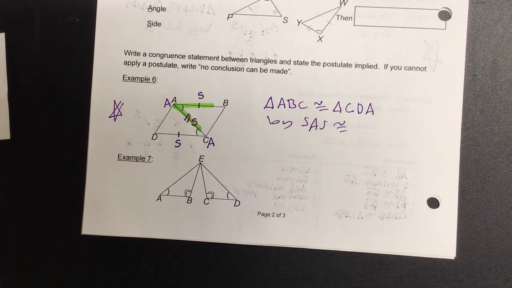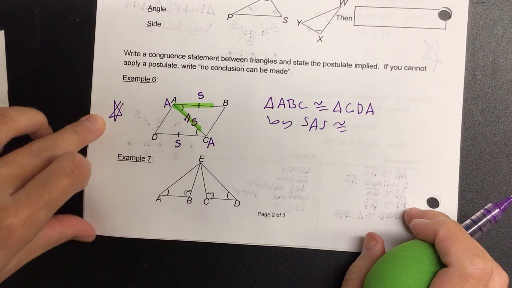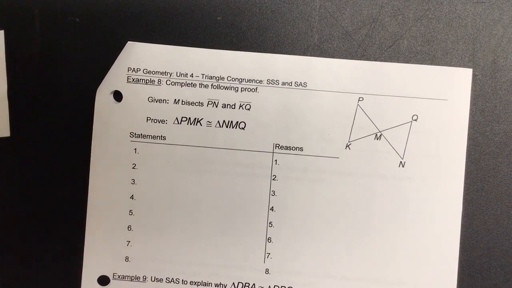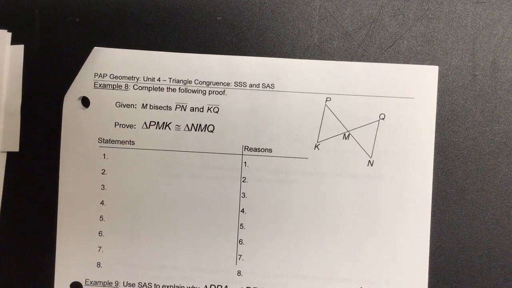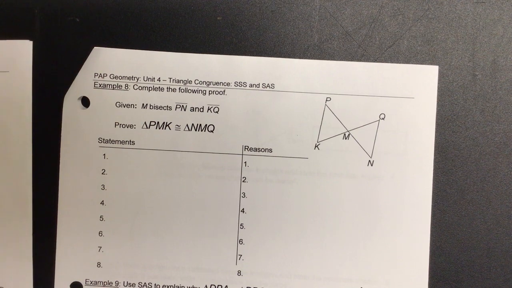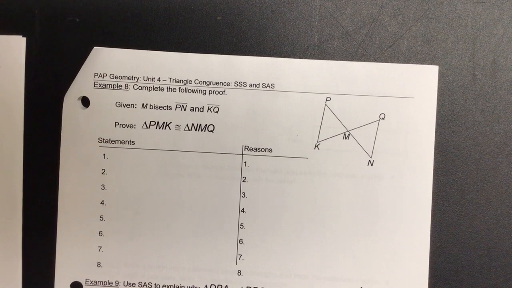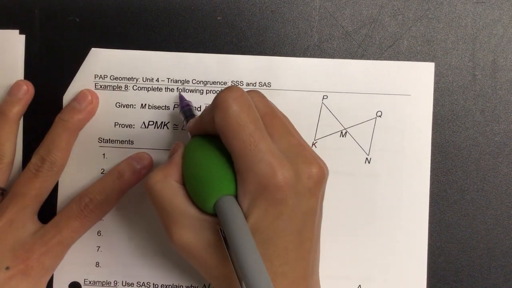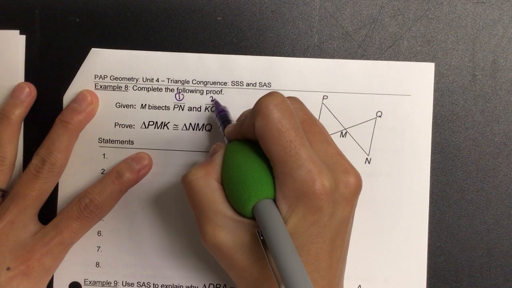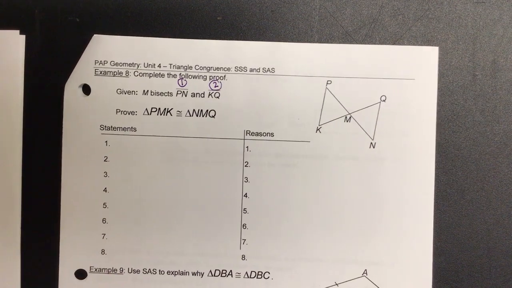So let's do a proof on example number 8 that has to do with stupid big mama cat. Hopefully you have the sheet in front of you. Okay, on number 8, how many givens did I give you? Wow. Now you want to say 1, but let's read this in a separate manner. M is bisecting PN, and M is also bisecting KQ. So that's really 1 and 2 statements or givens.